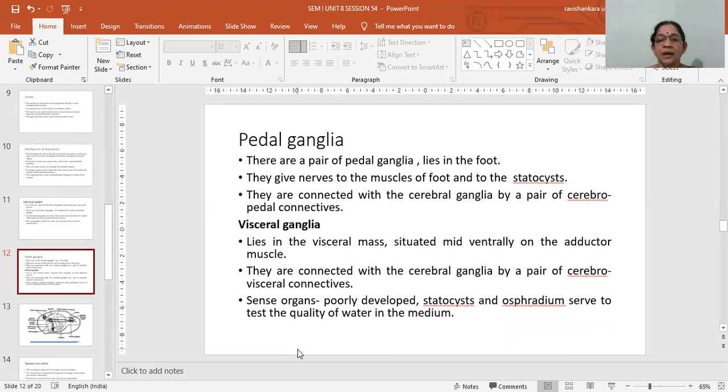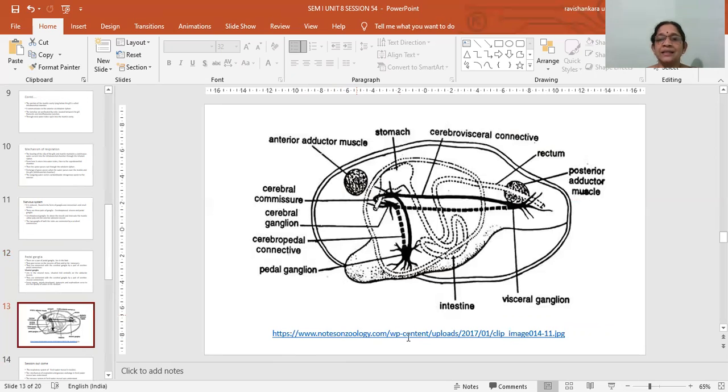Sense organs are poorly developed in these animals. Freshwater mussels have statocyst and osphradium, which serve to check the water quality. Here we have a dissected portion of the nervous system of this freshwater mussel.